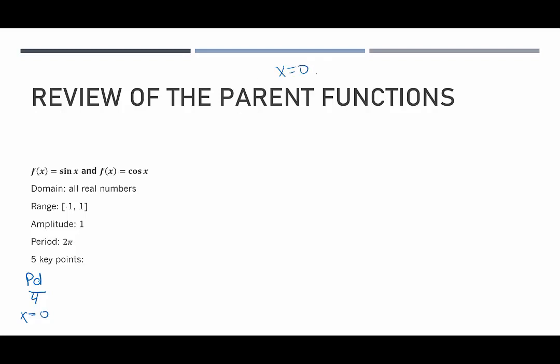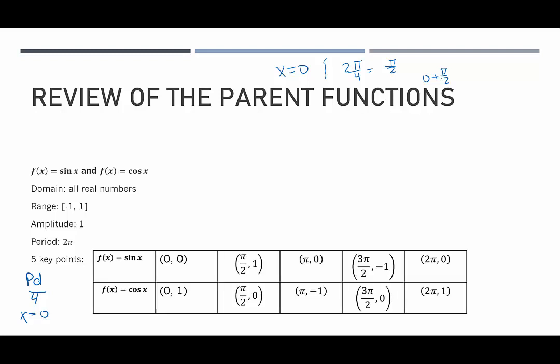Then the next increment we want is going to be the period 2 pi divided by 4, which is equal to pi over 2. We add that on to the previous x value. So the next one would be 0 plus pi over 2, which is pi over 2. The next important key point is going to be pi over 2 plus pi over 2, which is pi. So we can see here the buildup of those 5 key points.